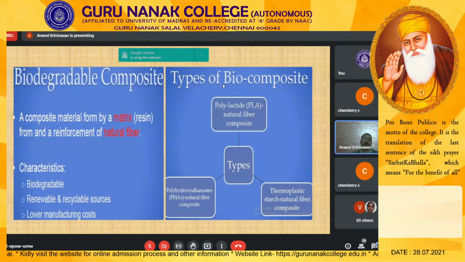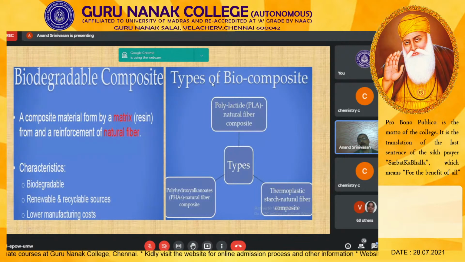You know what a composite is? A composite is a combination of matrix and a reinforcement. So the matrix could be your bio-based polymer or biodegradable polymer. The reinforcement could be according to your desire. So the characteristics of biodegradable composites: they are biodegradable, they are renewable and recyclable, and they have lower manufacturing cost.